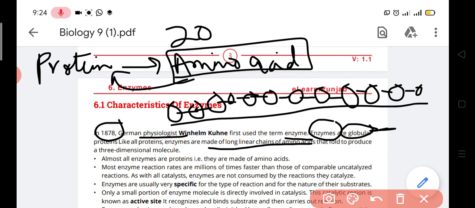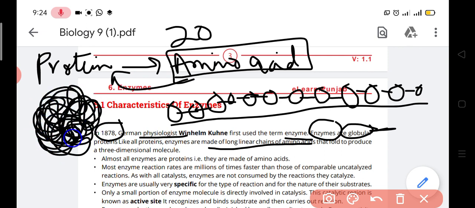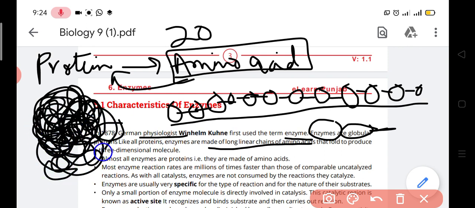Now they enfold themselves into a globular structure. So this is a globular structure, and that's why it is called a globular protein. They enfold themselves into a globular structure. That's why it is said that enzymes are globular proteins. A three-dimensional molecule. 3D, you know very well, means that you can see it from three sides.